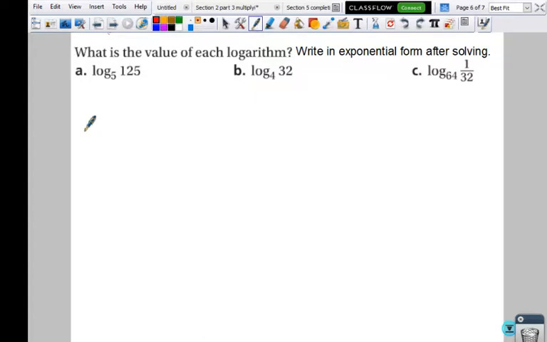Alright, let's do another one. Let's do log base 5 of 125. Can we just put it in the calculator? Well, yeah, we're gonna do one together, then you guys can do one. So, log base 5 of 125.